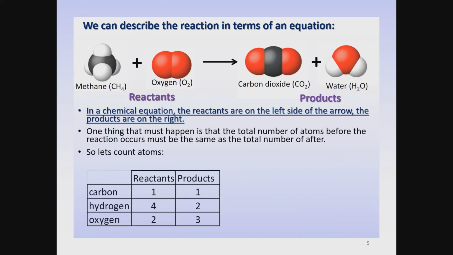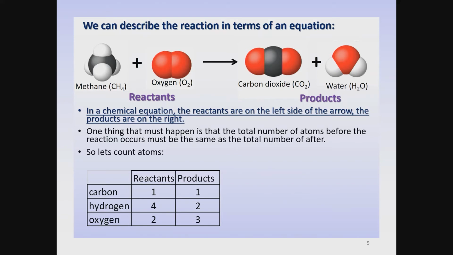So let's go ahead and do that. What I've done is I counted up the atoms of each of the elements on the reactant side and then on the product side. So for example, you can see with carbon, that black element, there's 1 on the reactant side and there's 1 on the product side. So that's a good sign. Now, if you look at hydrogen, there are 4 of those white atoms, the hydrogen atoms, on the reactant side, but on the product side, there are only 2, so that may be a bit of a problem.